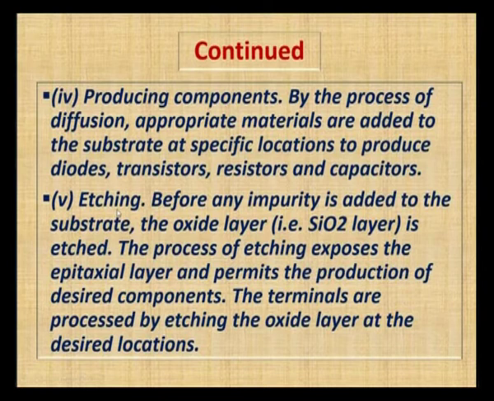Another process is etching. Before any impurities are added to the substrate, we need to remove the layer upon the P substrate, that is the N type or silicon dioxide layer. This process is called etching. Etching is also required for forming contacts and terminals like gate terminals. To make a gate terminal, we need to etch the silicon dioxide layer and place a metal electrode on top of it to form a gate. That is why the etching process is also required.